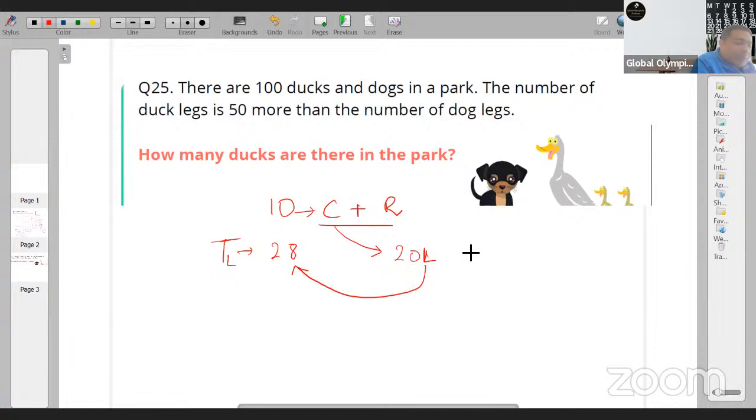Now every time I replace, my legs go up by 2. And therefore I take this difference, which is I need to go up by 8 legs, and I divide it by each replacement's impact, which is an increase of 2 legs. I get 4 replacements. And those 4 replacements become your rabbits.